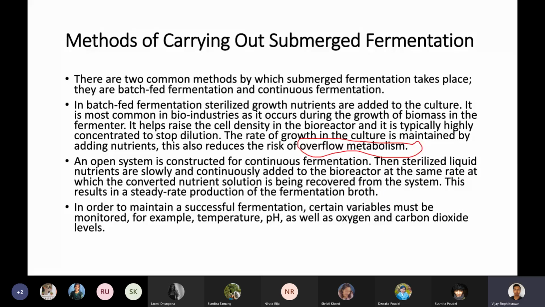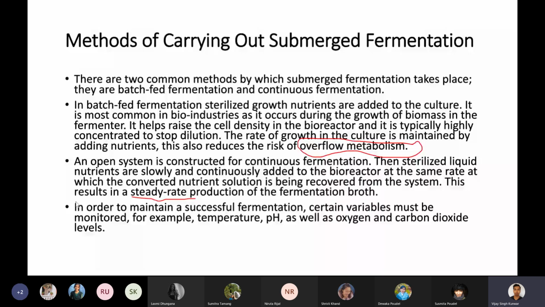An open system is constructed for continuous fermentation, right? In batch fermentation there is a closed system for the majority of the time, but in continuous fermentation there is an open system, with mass transfer and energy transfer. Sterilized liquid nutrients are slowly and continuously added to the bioreactor at the same rate at which the converted nutrient solution is being recovered from the system. This results in a steady rate of production of the fermentation broth. So there is this achievement of the steady state: nutrient media is added and broth is removed from the system.